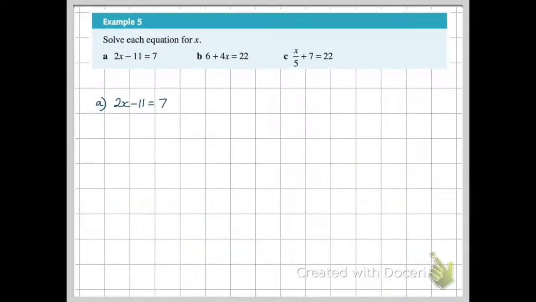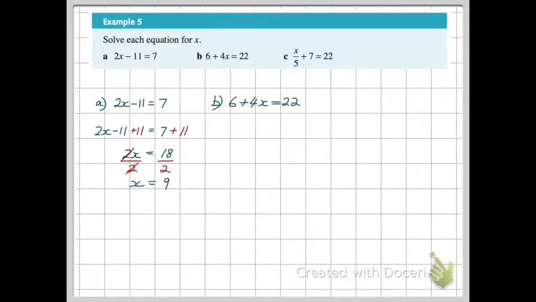Alright, let's try a few more. A, 2x minus 11 equals 7. The reverse of subtracting 11 is adding 11, so we do that to both sides. And on the left we will have 2x equals 18, because minus 11 plus 11 is 0. 7 plus 11 is 18. Now we divide both sides by 2, cancel the 2's on the left, and x equals 9.